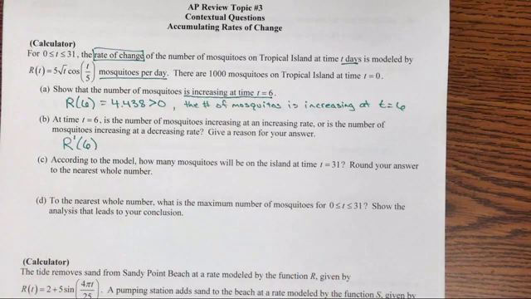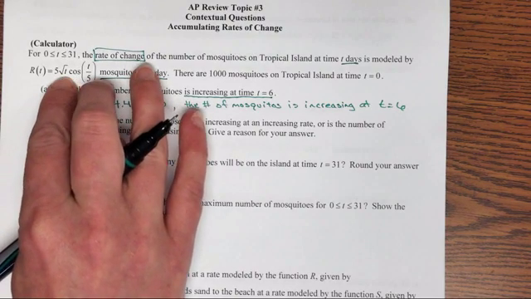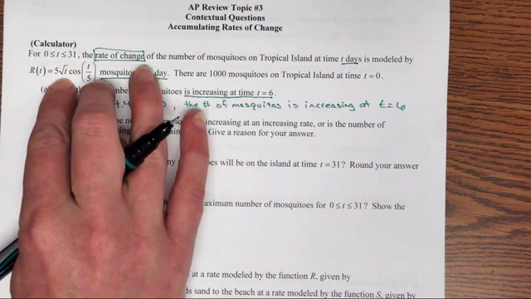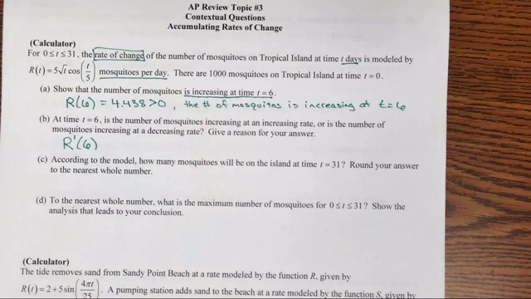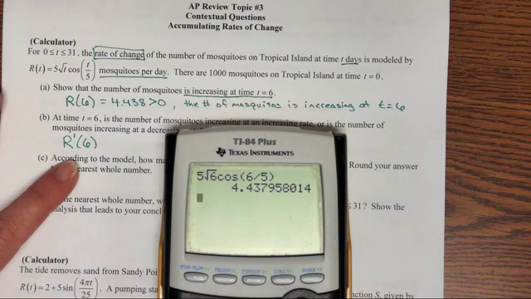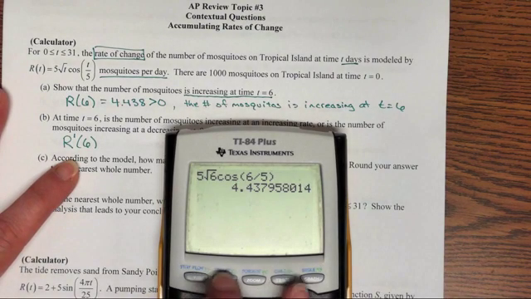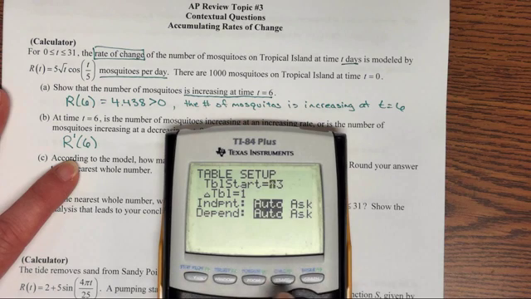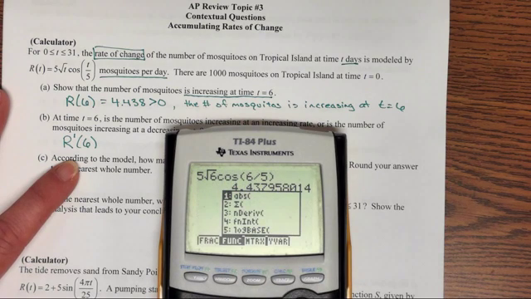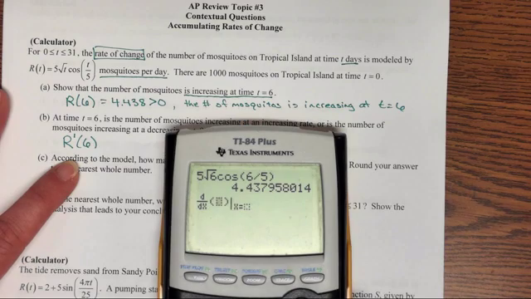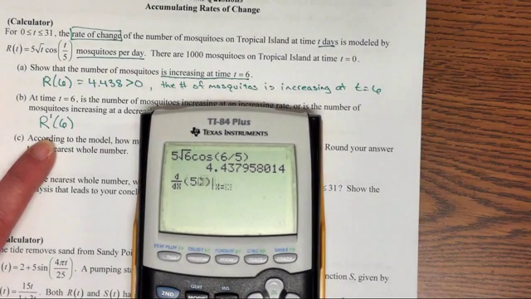Now, since this is a calculator problem, we're not expected to do this one by hand, even though it would be the product rule. Since this is a calculator portion problem, we can go alpha F2, derivative with respect to x of 5 square root of x cosine x divided by 5, and we're evaluating that when x is 6. And we get negative 1.913.